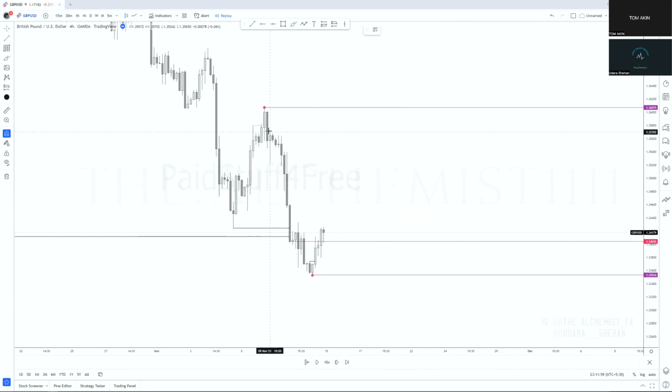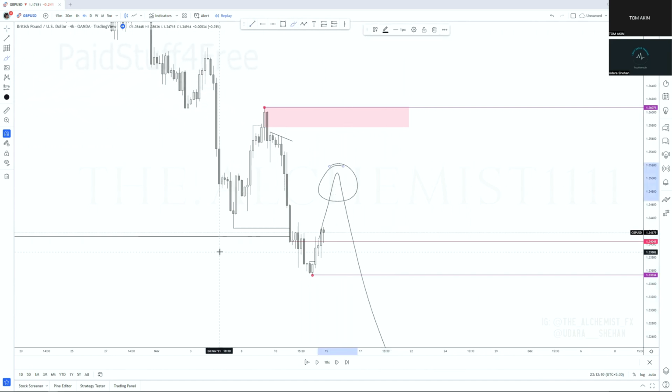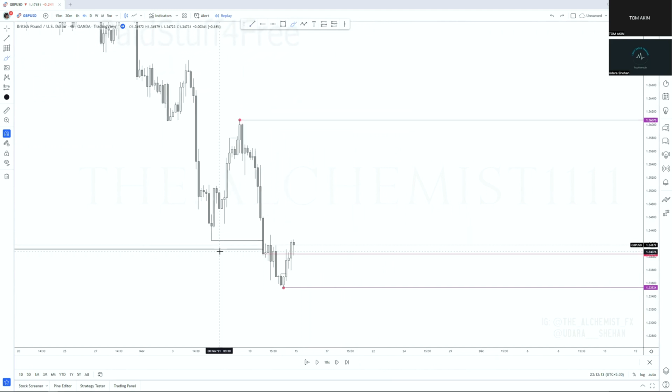Then this is my internal range liquidity, and this is my point of interest, right? And then price will reverse from somewhere around here. I have no idea why it happened. Why? Because I'm not looking into the higher time frames. So don't do that. Make sure you look into the higher time frames. That way you know there is a possibility of price reversing from here, right?